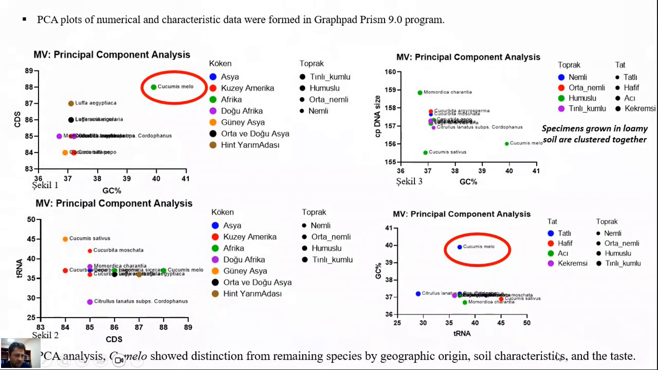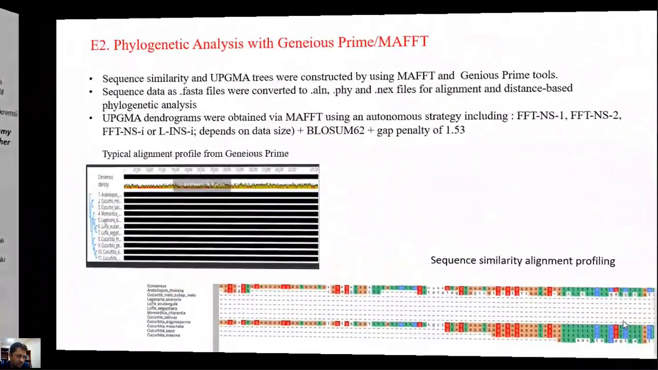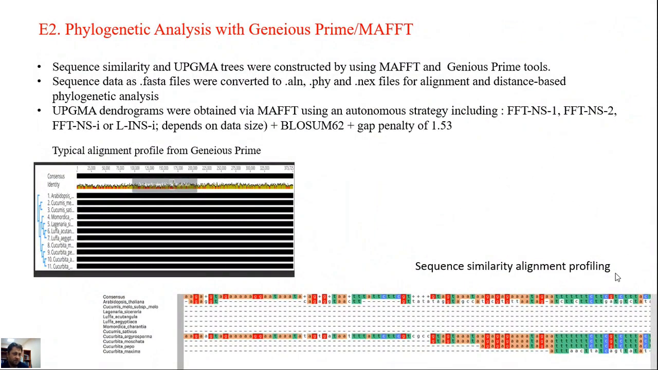And also we can say that specimens which are grown in loamy soils are clustered together, and also Cucumis melo shows a very distinct profile from the remaining species, especially by geographic origin, soil characteristics, and the taste. We can easily follow this from the plot analysis.